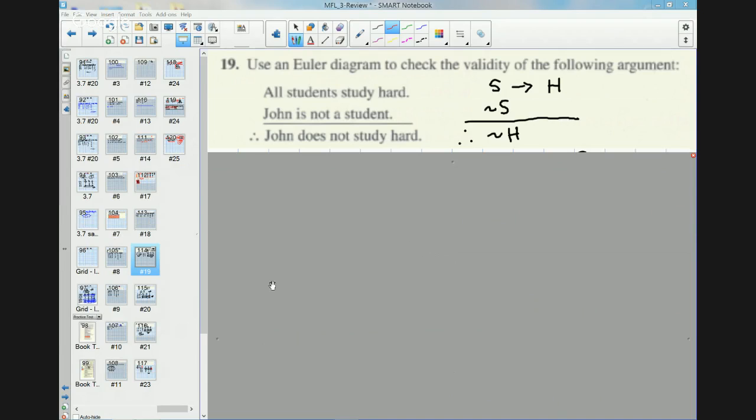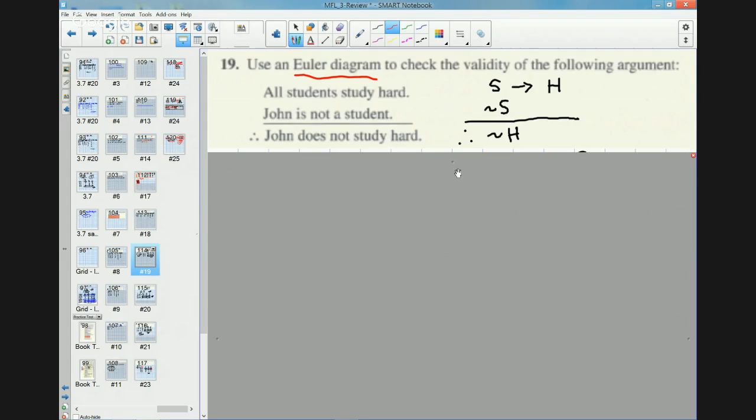It's an Euler diagram problem. You can tell that right here in the directions. It says use an Euler diagram to check the validity. Okay, all students study hard. John is not a student, therefore John does not study hard. You don't have to do what I did over here on the right. It helps me then make my Euler diagram.